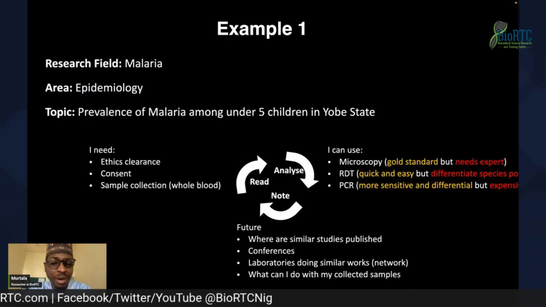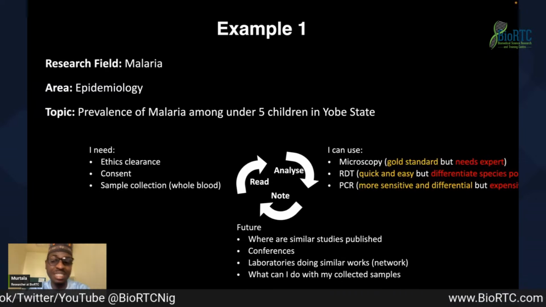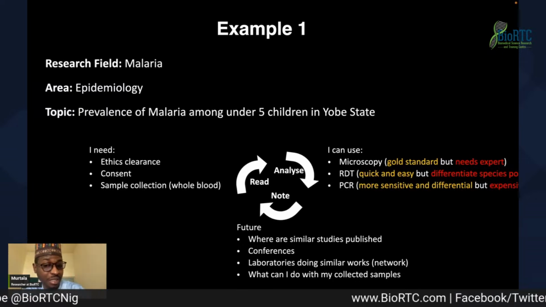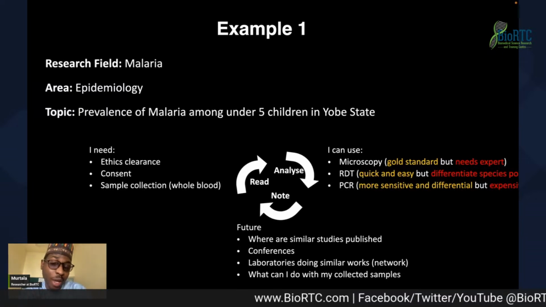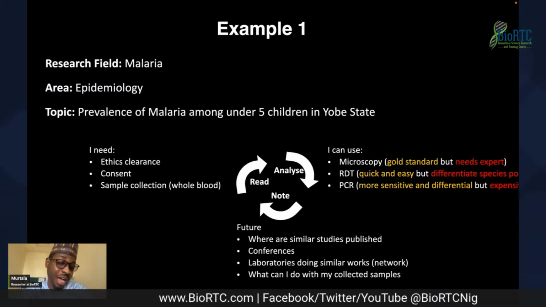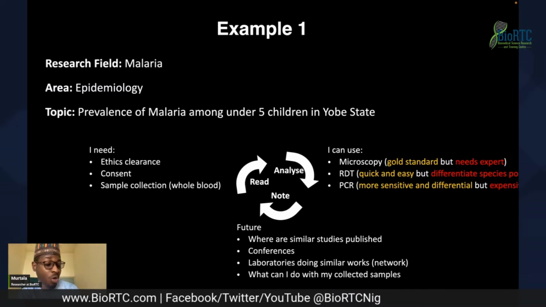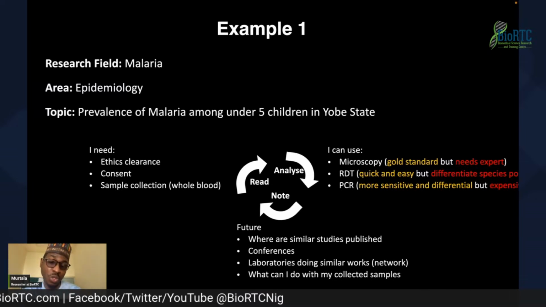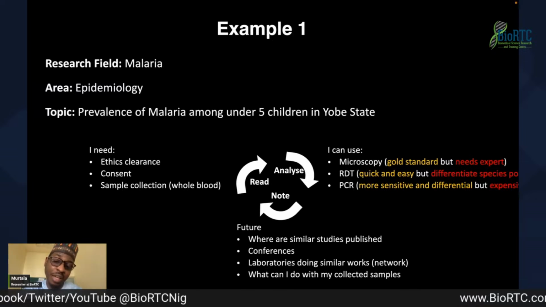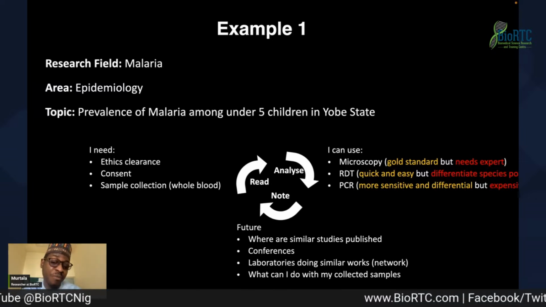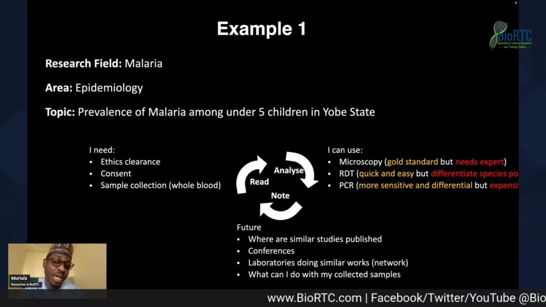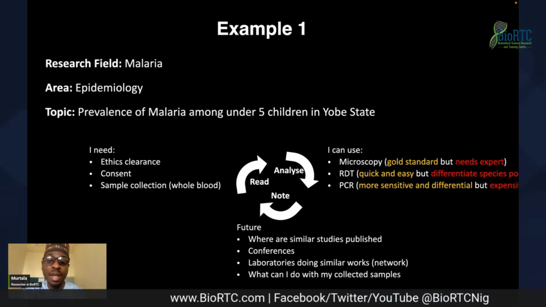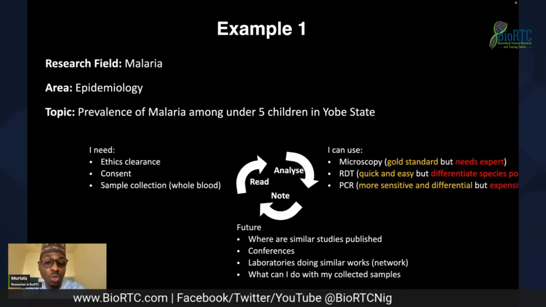For example, microscopy is definitely the gold standard, but you need experts to do it. Sometimes it takes a long period of time for you to really learn how to conduct an appropriate malaria microscopy. So if you don't have the expertise and you don't have an expert nearby, then from your reading and analysis stage, you will know that microscopy may not be an appropriate method of diagnosis for you.